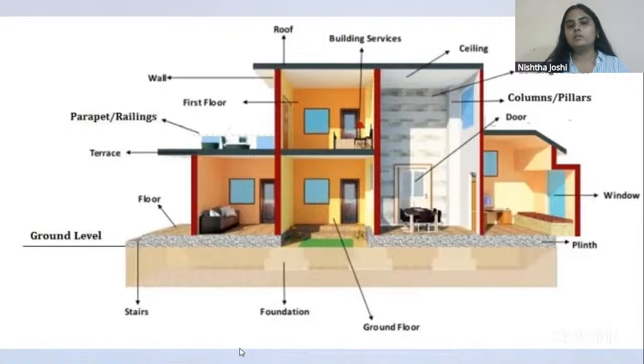Then there are ventilators. So it is not always possible to make a regular window, especially in spaces like washrooms, in kitchen, where you need extra privacy. We cannot make a window at a regular height.